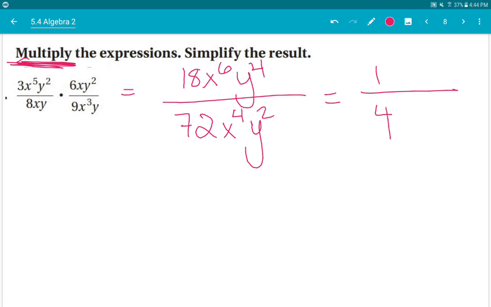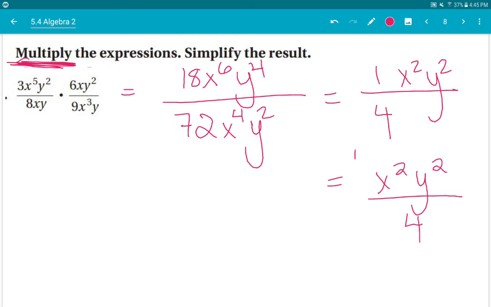x to the 6th over x to the 4th is going to give me x to the 2nd in the numerator. y to the 4th over y to the 2nd is going to give me y to the 2nd in the numerator. So if we clean this up without the 1, you're going to get x squared y squared over 4. And then there's your final answer.